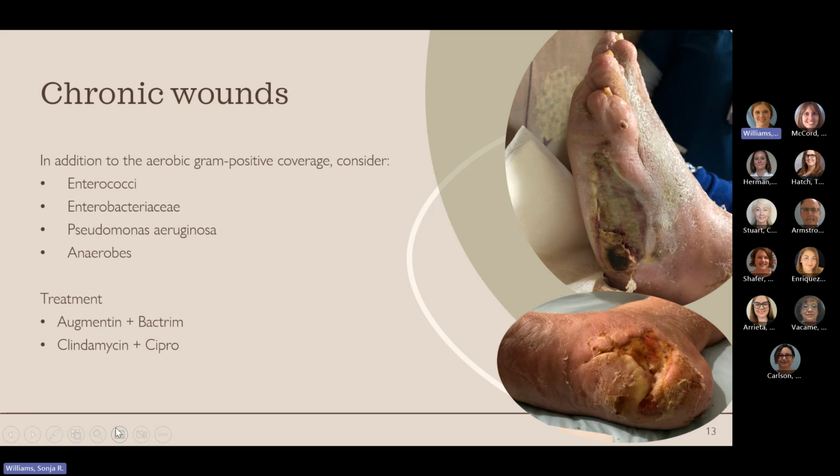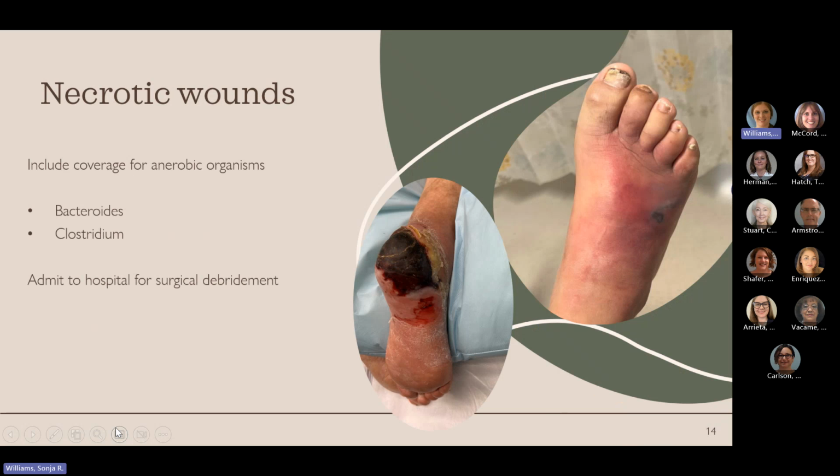And one of the reasons for Cipro over Levaquin is certain geographic susceptibilities for Pseudomonas, including Banner. I'll have the diagram later. Ciprofloxacin tends to be more effective at Pseudomonas treatment than Levaquin, just for this geographic location. Necrotic wounds, you want to include coverage for Bacteroides and Clostridium. You're concerned about an anaerobic infection.